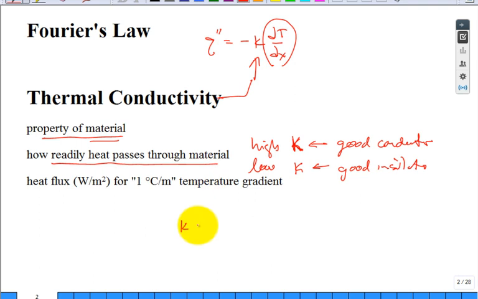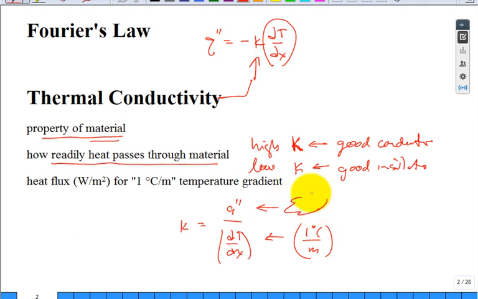You could say k is equal to q double prime divided by dT/dx. So you say, look at what is the heat flux for a particular gradient? How about a 1 degree C per meter thermal gradient? And what this gives me back is what the heat flux will be. That's the value of k.